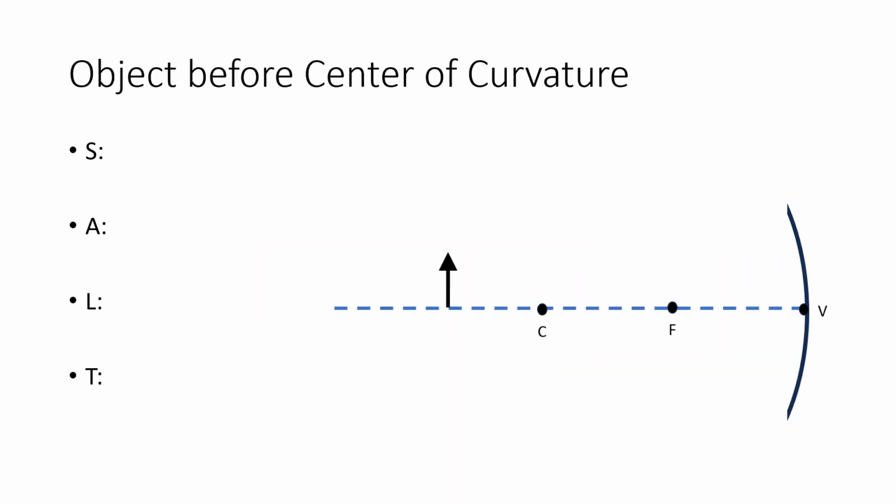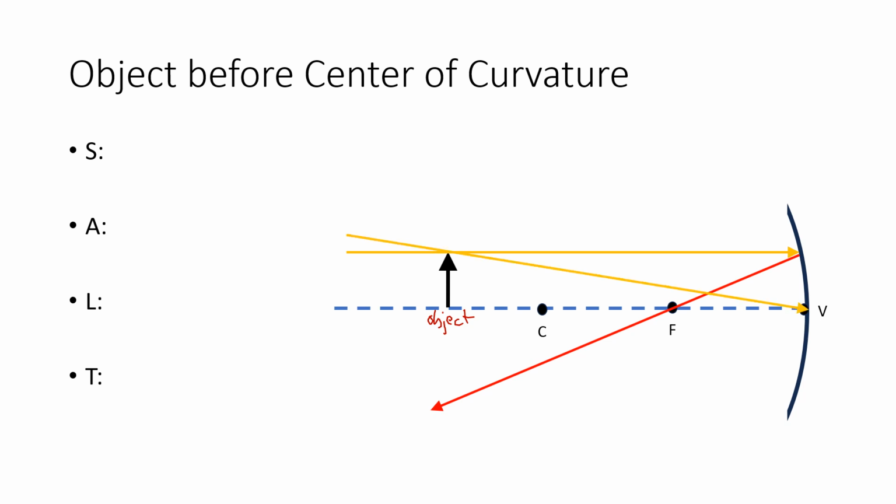Okay, so this is our first example. Our object is just going to be an arrow. And for our first light ray, we're going to shoot that one parallel to the principal axis, and it's going to bounce through the focal point. And then for my second ray, I'm going to bounce it off of the vertex, which means angle of incidence is angle of reflection. And we see that the two rays cross here. So that means that our image is going to be at this point.